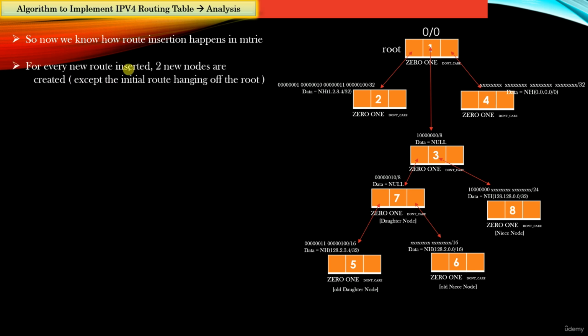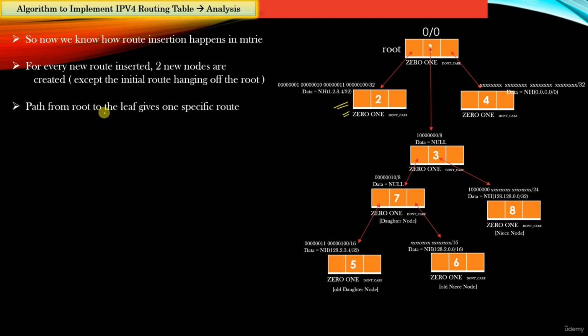For every new route that is inserted, two new nodes are created, and those two new nodes are called daughter node and niece node. However, there is an exception when you insert a route which is directly hanging off the root of the mtry data structure. In that case, there is only one node created and there is no niece node at all.